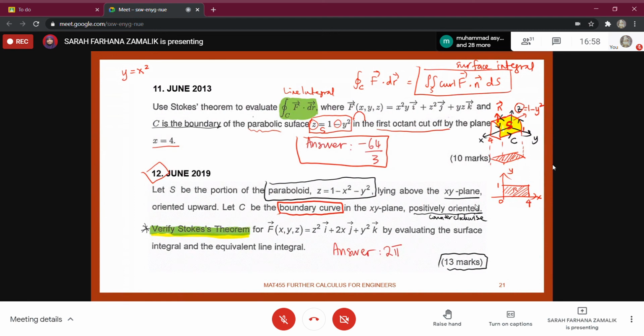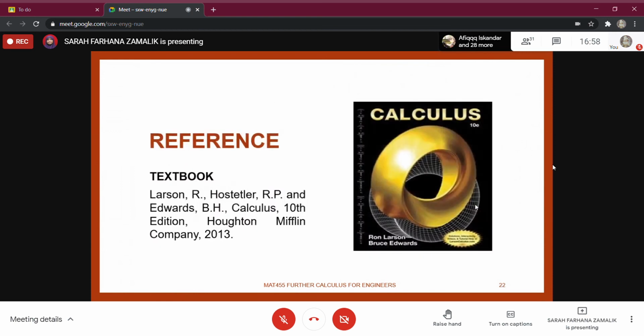Okay, so that's how you determine which is S and which is C. You can refer using the right hand rule, just use it and see where the unit normal is pointing. Okay, try doing all of these. If you do not try, you will not know. Spend some time. So yes, that's all for Stokes Theorem.